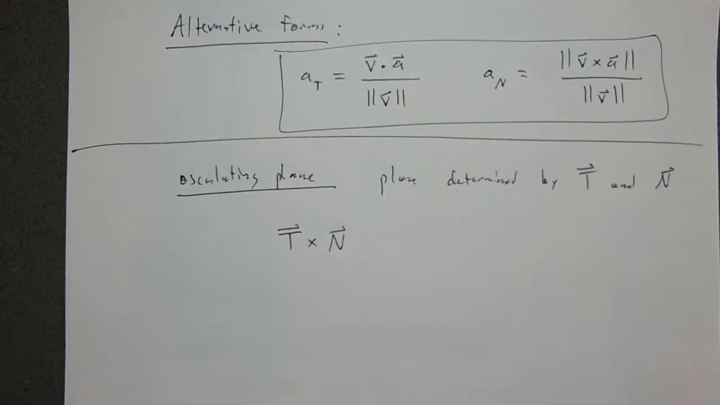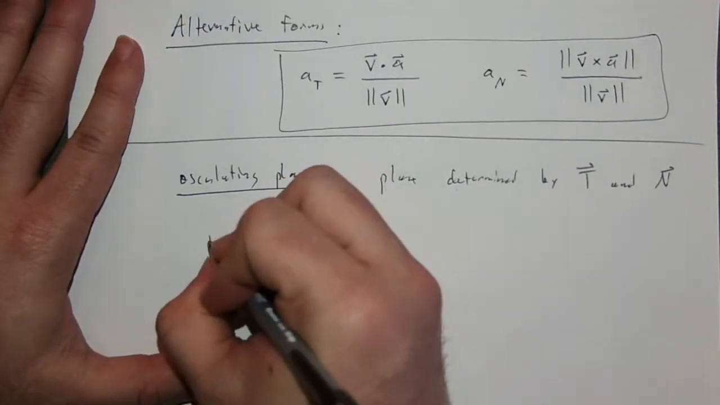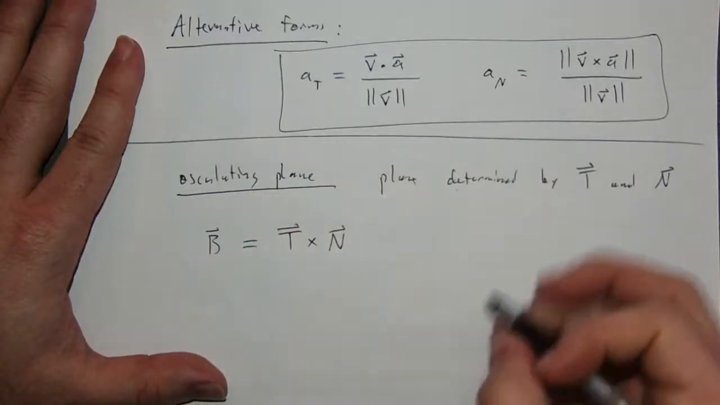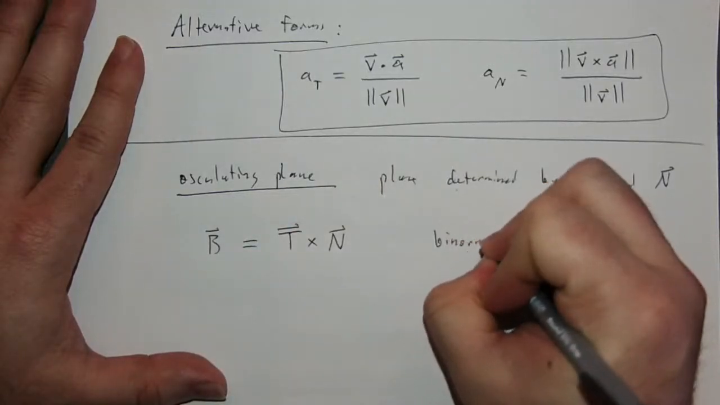Crossing T and N. This has a special name. This is called the binormal vector.